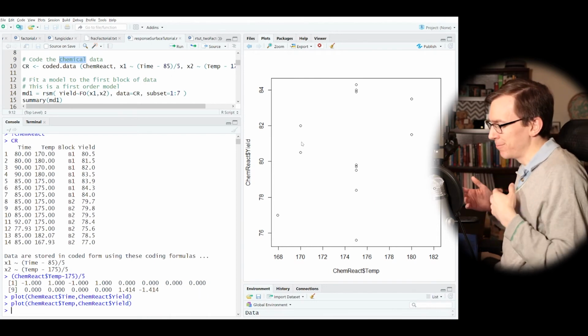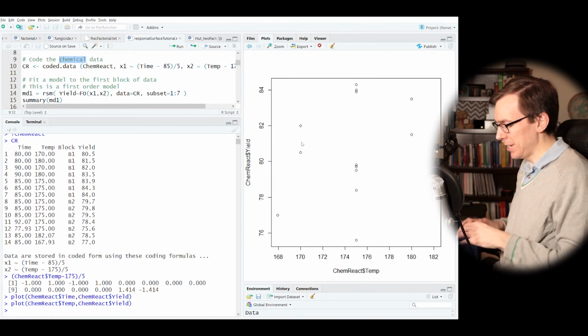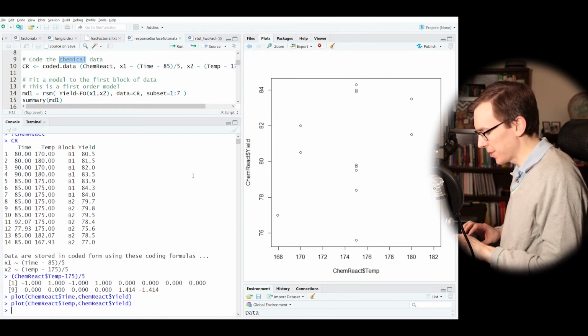Even though it is a continuous variable, underneath it is good to remember that.